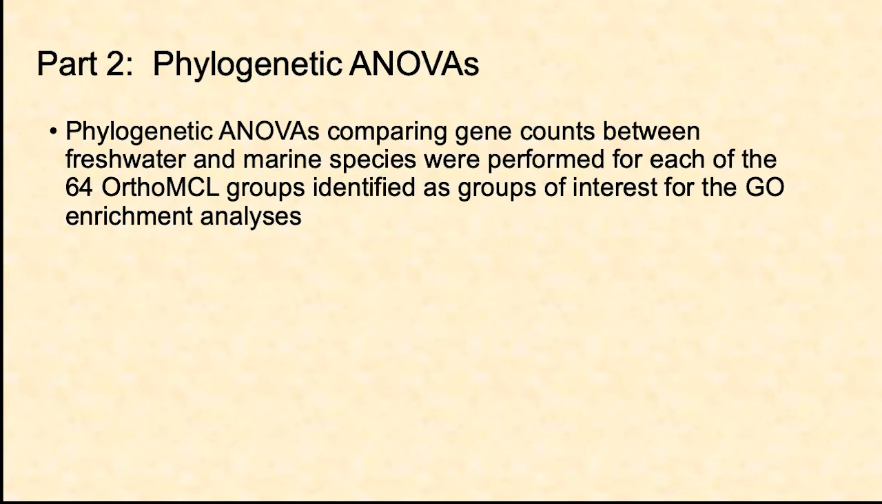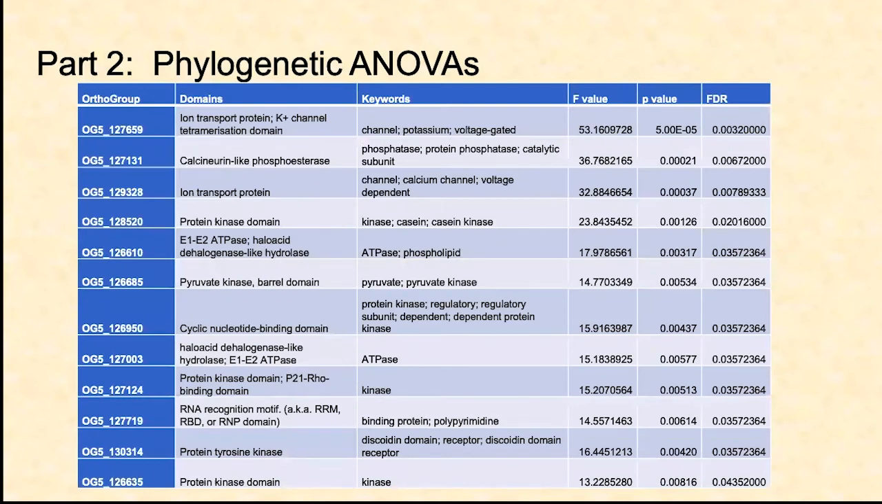So a phylogenetic ANOVA simply does an ANOVA, but ANOVAs assume samples are independent. If you're dealing with organisms, they're not independent, they're related through their phylogeny. So a phylogenetic ANOVA accounts for the phylogenetic effects when comparing groups that are related like that. And what I found with the phylogenetic ANOVAs, so these are the names of the orthogroups. I found about a dozen that showed a significant hit even after correction for false discovery rate in there.